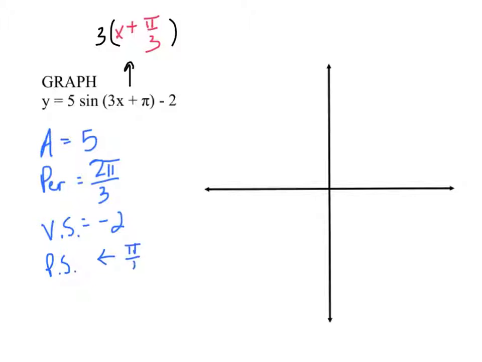pi over 3. So if I sketch this real quick, I've got a vertical shift, I'm down 2. Amplitude's 5, so it goes up to 3, down to negative 7. We start at negative pi over 3. And again, I always like to know where it ends up. So if I say, well, it started at negative pi over 3, and one period is 2 pi over 3, where do I end up? The answer is positive pi over 3. So I could maybe mark that over here.